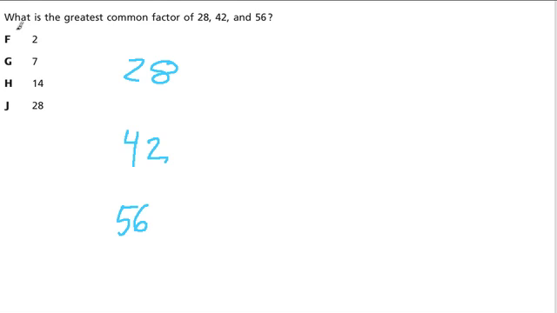But before I circle 2, I know I'm looking for the largest, the greatest common factor that these numbers have in common. So let's test out the other candidates here. 7. Well, 7 times 4 is 28, so that works. 7 times 6 is 42, and 7 times 8 is 56. So that works, which also means if 7 is a factor of all of these, and 2 is as well, 7 is bigger than 2. So 2 is not the greatest common factor.